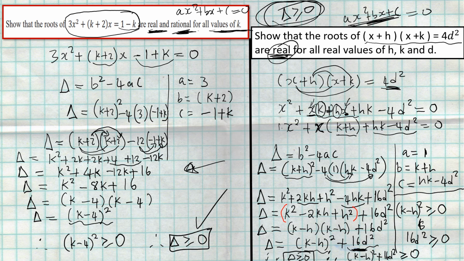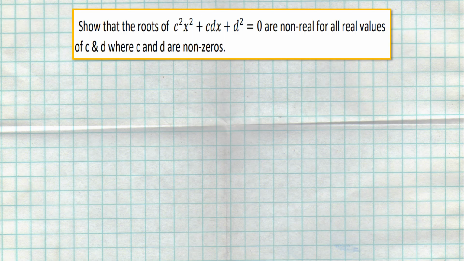Let me just show you the last one and we can conclude this session for today. Okay, last one for the session. Show that the roots of c squared x squared plus cdx plus d squared equals 0 are non-real.